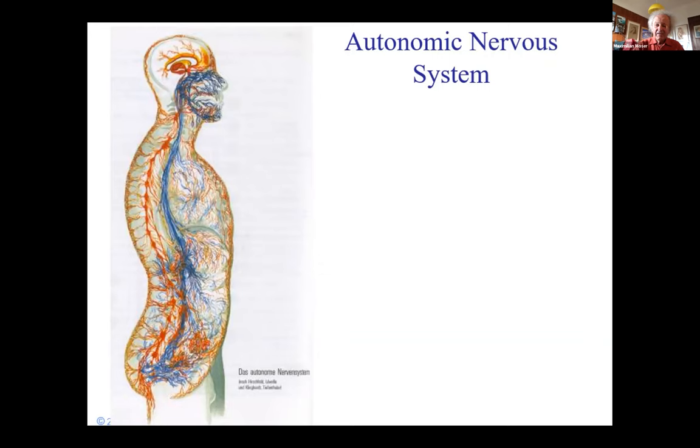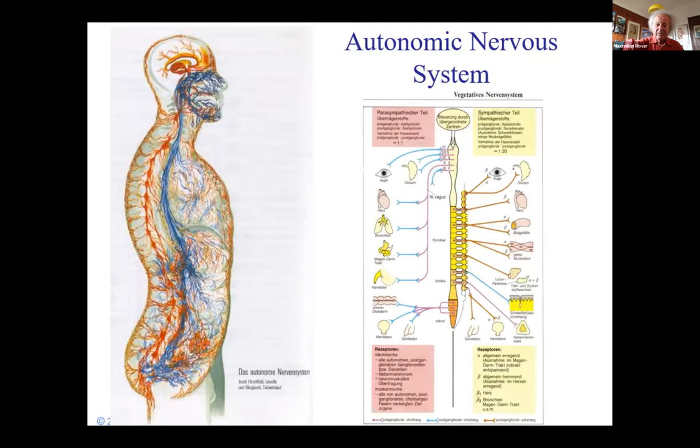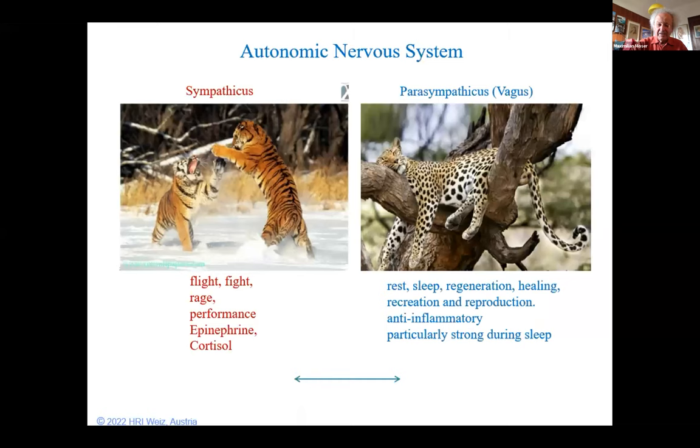Now, also in physiology, we know that every part of the body, every important organ is connected to these two systems, to the sympathetic and to the parasympathetic. And so this is the main control system of the whole body activities. Here you have an overview which part of our activities are controlled by which.